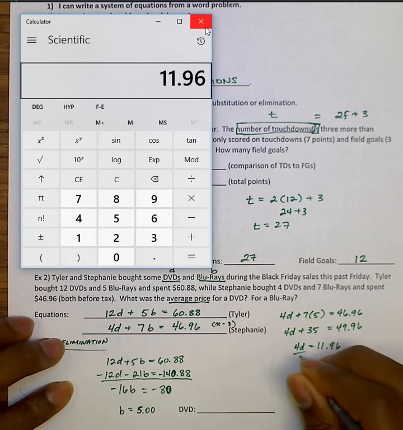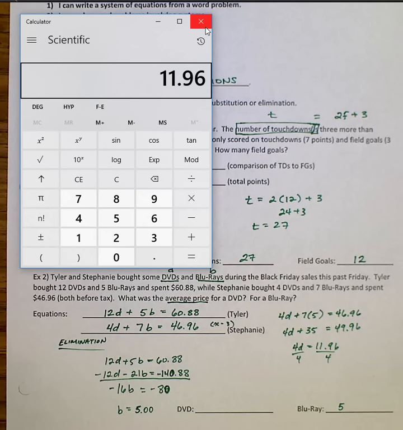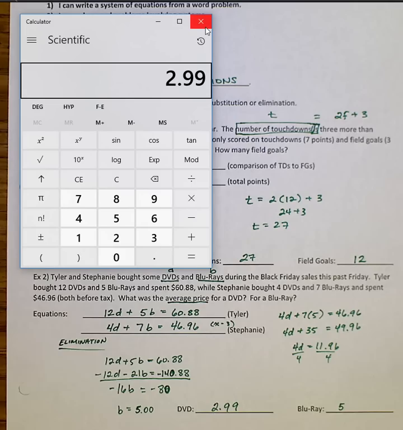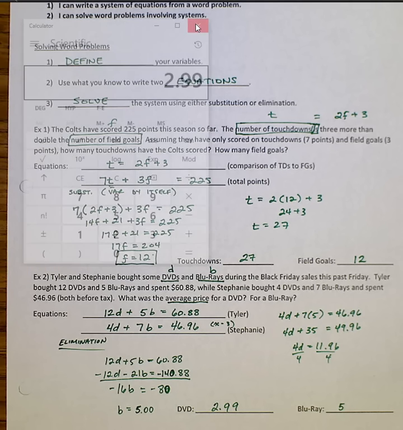Divide both sides by 4, and we find the DVDs cost $2.99. The average cost for the DVDs is $2.99. The average cost for the Blu-rays was $5. All right, so there we have it.